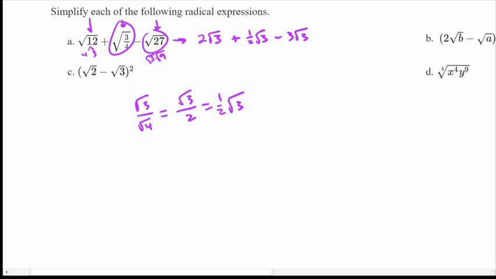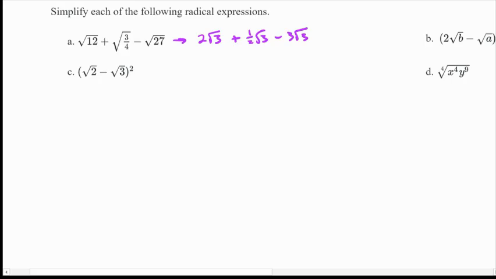3 root 3 here. And so now what we see here is that all of these radicals actually simplify to have a common root. And we can think of this root kind of like a variable, right? Like 2x plus 1/2 x minus 3x, because they're all multiplied by the same thing. And so I can combine like terms here, which ends up getting us negative 1/2 and then root 3. And that's our simplified radical for the first one.